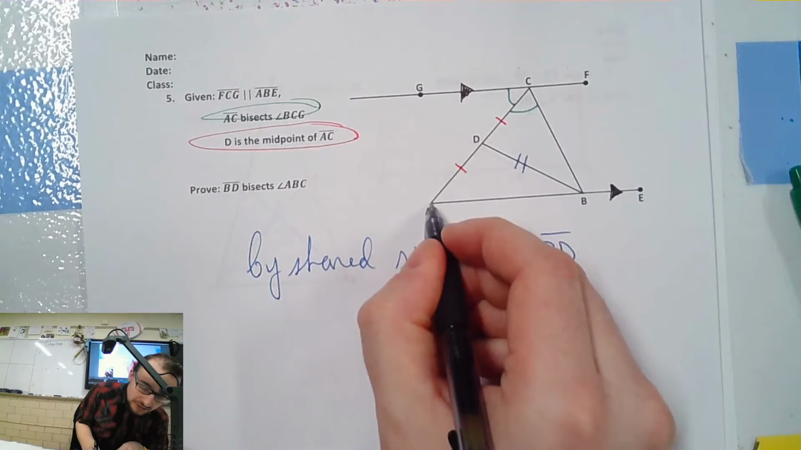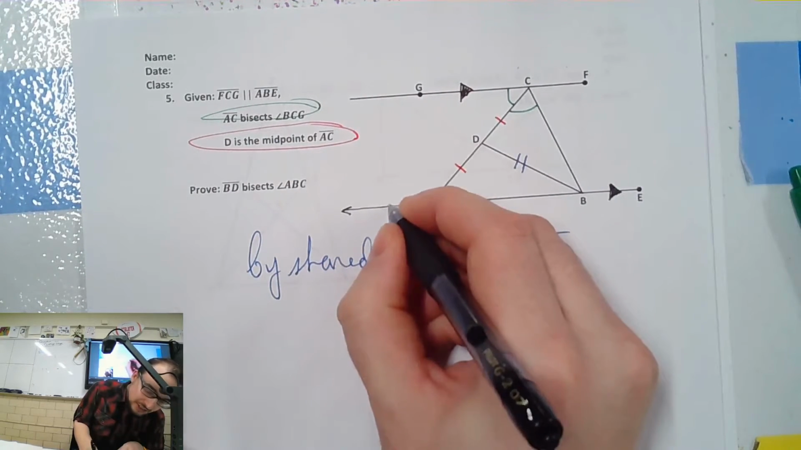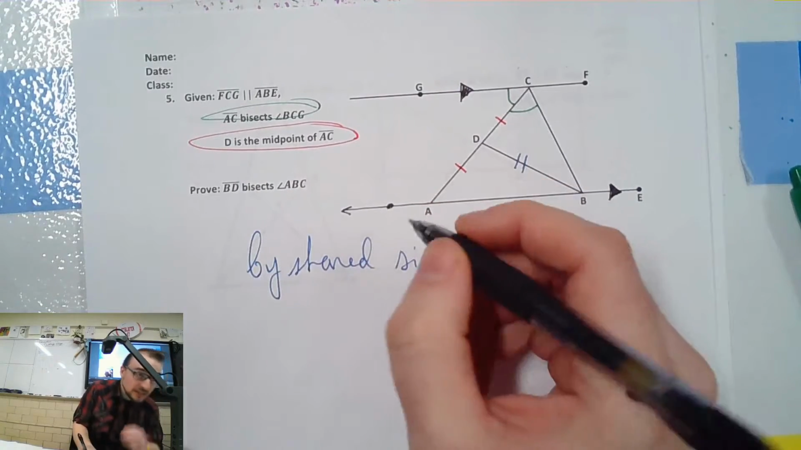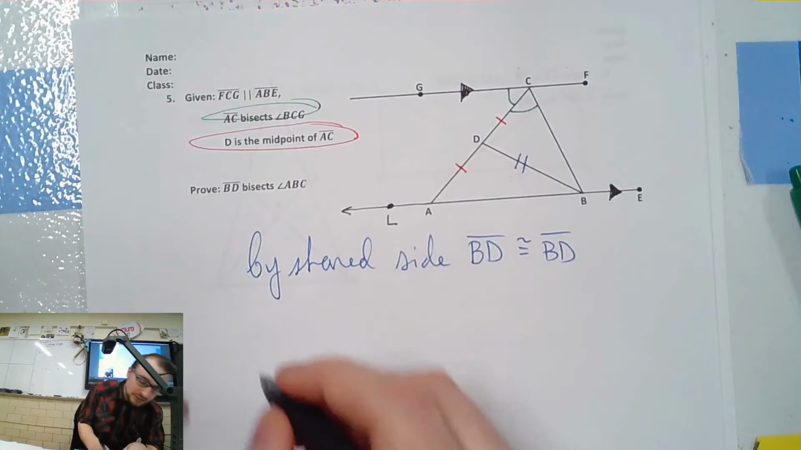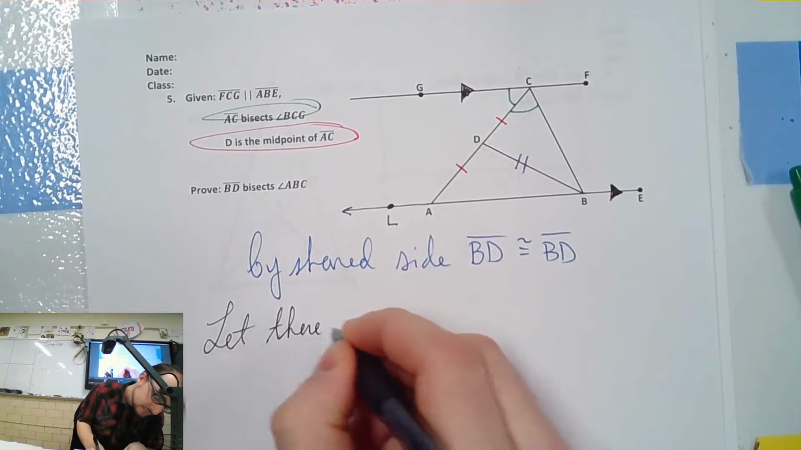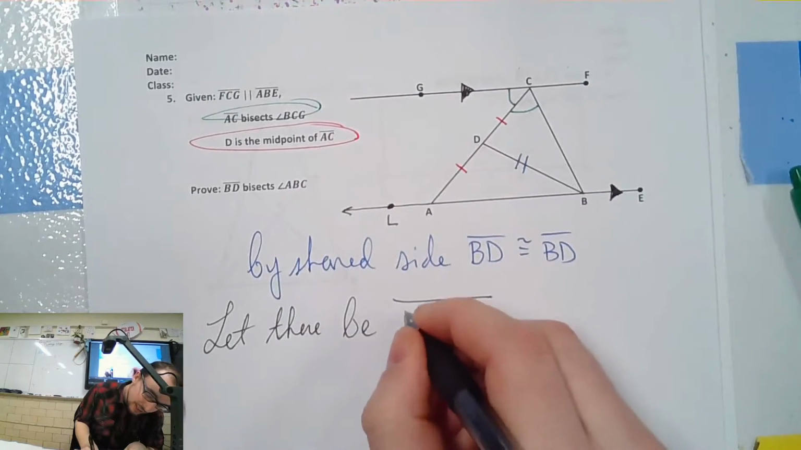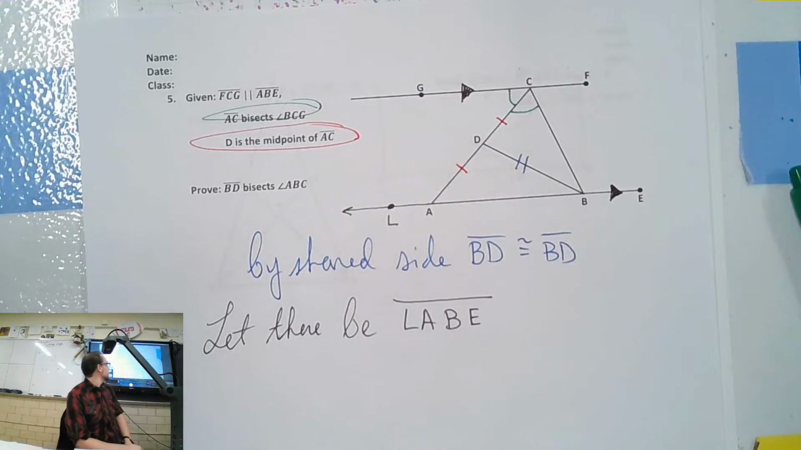What if we extended this line? Always extend your parallels, guys. Let's extend that into something. We'll extend that into point L for Landry. So how we do that is we say, let there be line LABE. That's all we're doing. Let there be LABE, the segment.